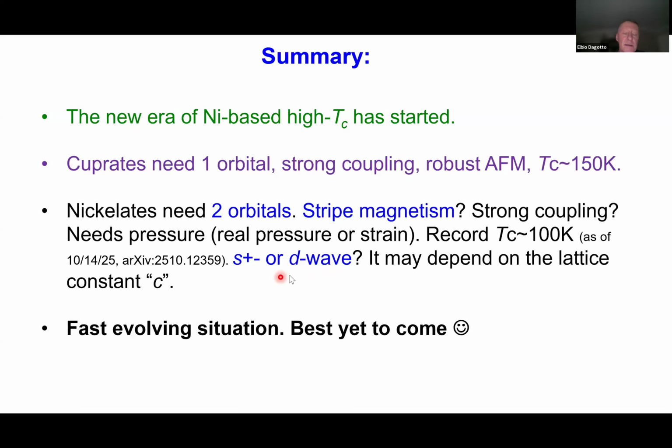Anyway, this is a fast evolving situation. You notice that I cited publications of December, February 26. It's changing very fast, and I'm pretty sure the best is yet to come. Okay, with that, I end the presentation, and I'm open to any question you may have. Thank you.